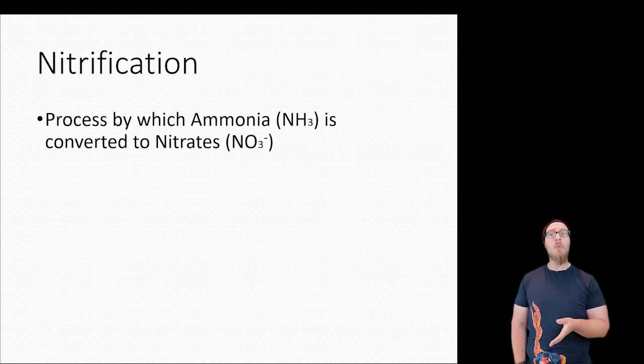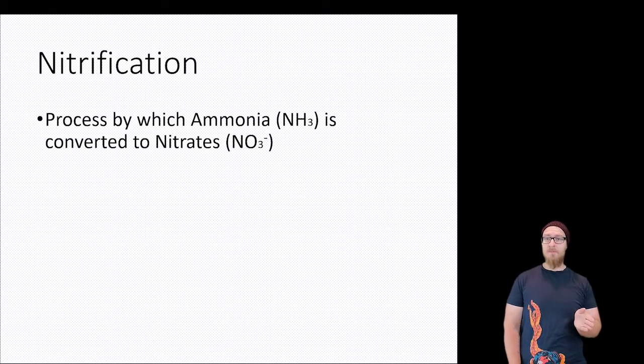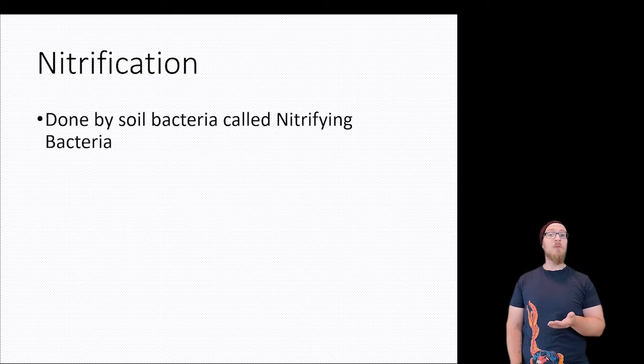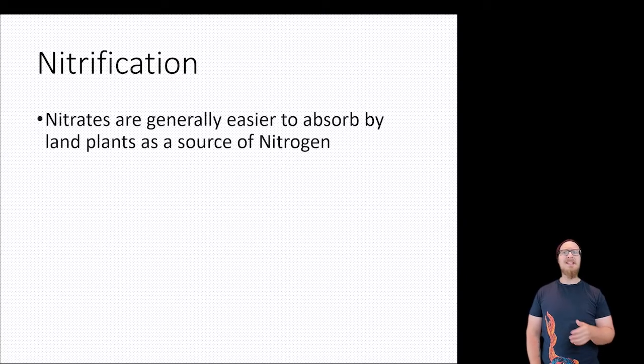Then there's the process nitrification, where ammonia is converted into a different molecule called a nitrate. This process is also facilitated through bacteria that we call nitrifying bacteria. Now, the reason nitrification is important is because nitrates is an easier form of nitrogen for plants to absorb than ammonia, at least in terrestrial ecosystems.